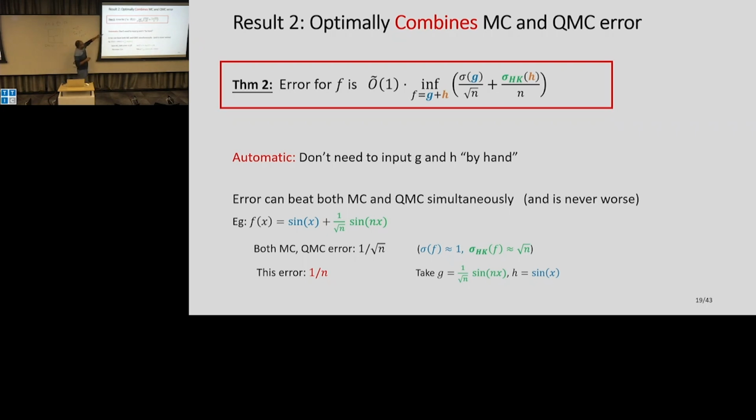Maybe I'll look at an example. So it's really improving the bounds. Trivially, if I set g to be f and h to be 0, you can definitely beat both. But you can even beat both of them simultaneously. If you concoct some example which maybe looks like this, then maybe skip the calculation, but both MC and QMC error are like 1 over root n, while this error, if you break it in the right way, becomes like 1 over n. And the nice thing is we don't need to detect this g and h by hand. It does it automatically for you. It'll compute the best possible decomposition and get that in.